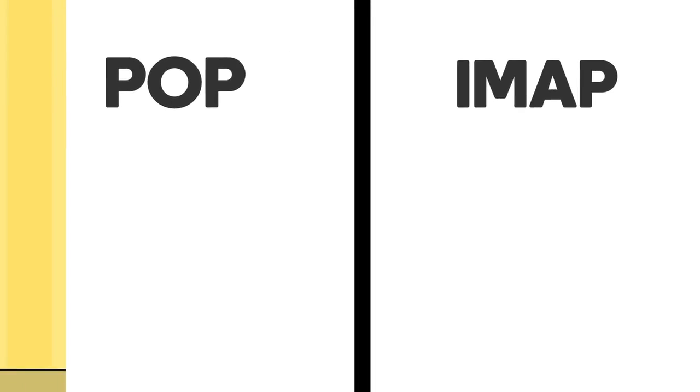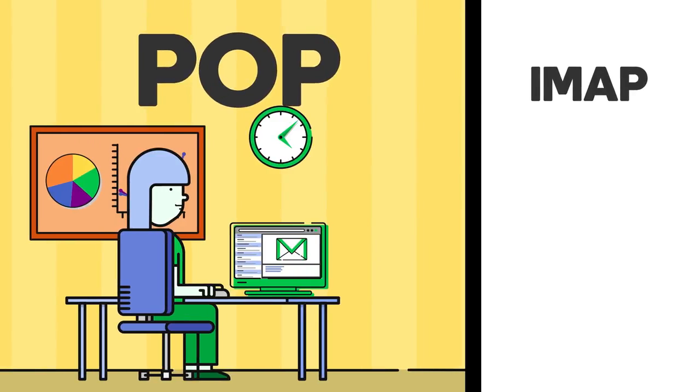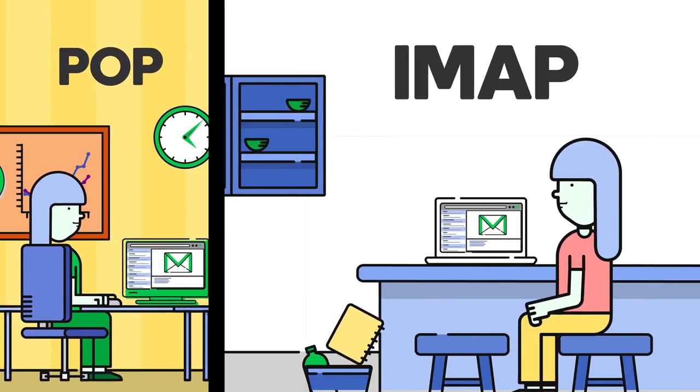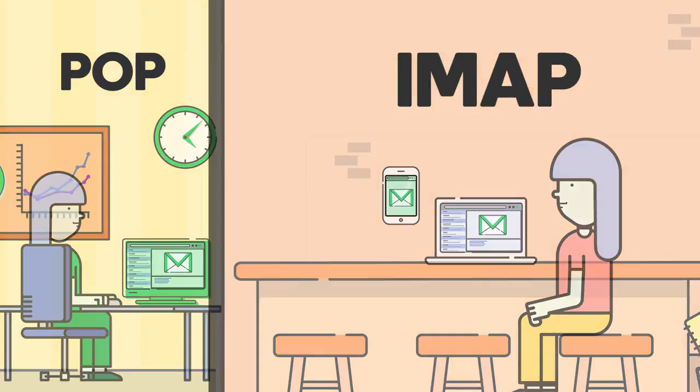To decide which will work best for you, think about how you like to check your email. If you're someone who always checks their email from one location or on only one device, POP will work. However, if you're someone who checks your email from your laptop just as frequently as your mobile, and you need to be able to access it no matter where you are, then IMAP is a better choice.